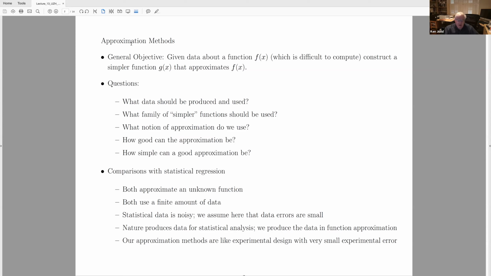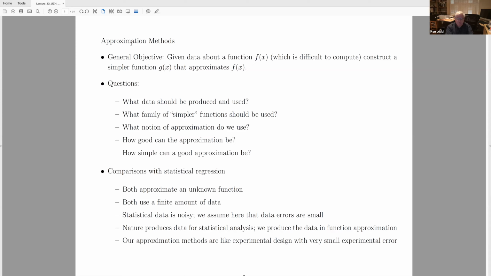So now, how good can the approximation be? How simple can it be? Those are all questions that you're going to have to ask if you're going to do some approximation. Now, many of the approximation methods that we'll talk about today look like statistical regressions. Both have an unknown function. Both use a finite amount of data.